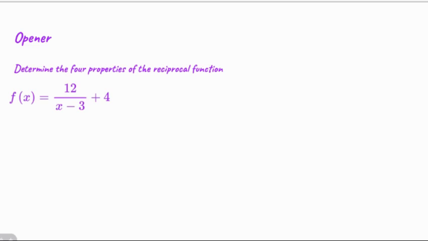Hello class. In this video we're going to extend what we know about inverse variations and reciprocal functions, and we're going to extend it to the world of rational functions. But first let's talk about a little bit of review. Determine the four properties of reciprocal functions. This of course being domain, range, vertical asymptotes, and horizontal asymptotes.